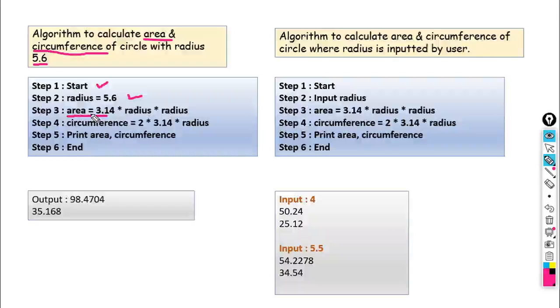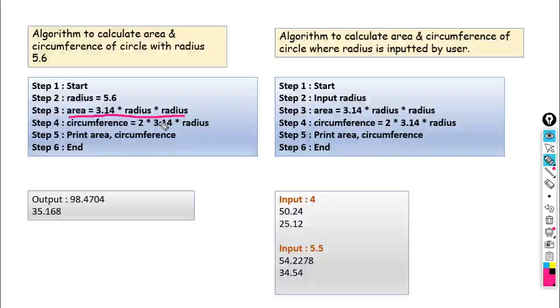So area is equal to 3.14 into radius into radius. Don't write radius square here. This is not available on your keyboard. You can write it like this in Word or Excel, but we cannot use this in a programming language. So instead of writing r square, you can write radius into radius. What is the formula here? Area is equal to 3.14 into radius into radius.